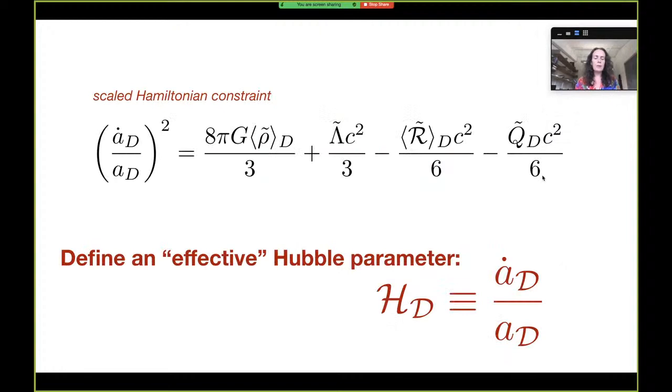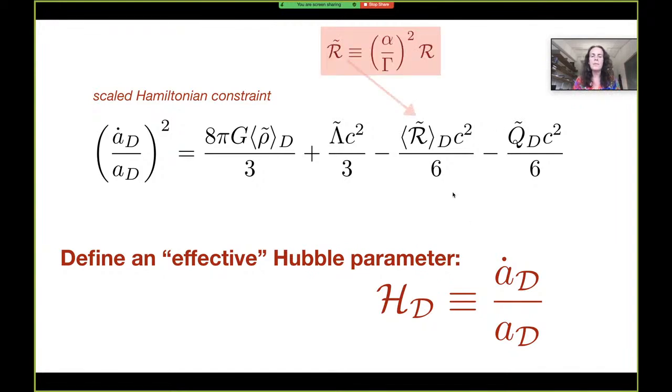So basically, skipping over many steps, and I said, please do check out the papers for more details, we basically end up with an equation that looks pretty much the same as the original Buchert formalism, except we'll notice that our scalar variables have these tildes on top. And all this means is that they're scaled relative to the original variables using the Lorentz factor and the lapse function alpha as well.